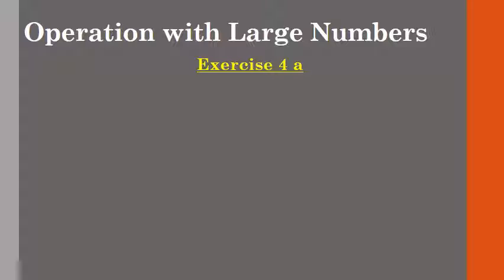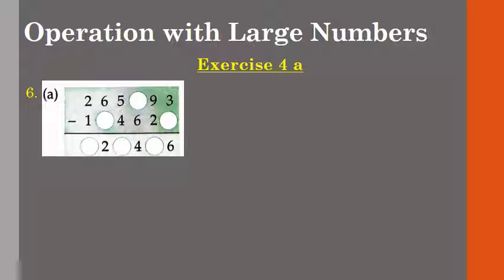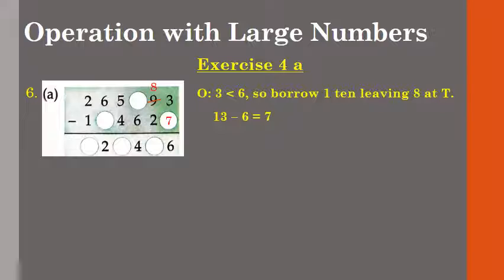Now children, let's do question number 6, A part. Again in this question, this is a question of subtraction of large numbers, and here also we have to fill in the missing digits. So we will start from the ones place. So children, at ones place, you can see the difference is given and the minuend is given, and we have to find out the subtrahend, right? But the minuend is less than the difference.